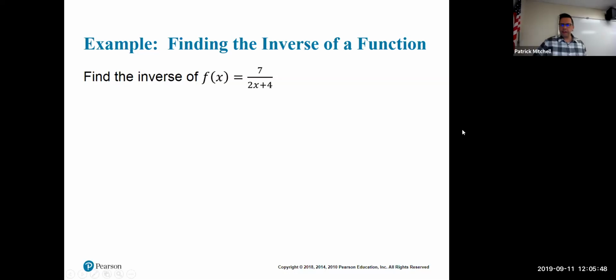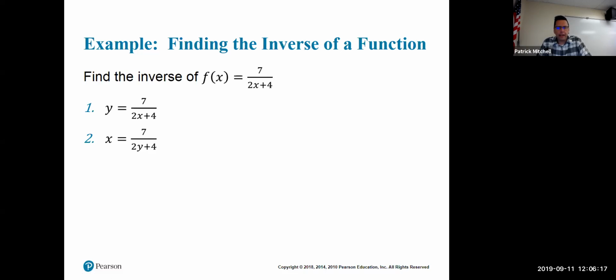All right, so the next example of finding the inverse of a function is f of x equals 7 over 2x plus 4. So I'm going to go through the same 4 steps that we just talked about. The first step is just write the function using y instead of f of x. I need to do that because the next step is to switch the x and the y, right? Okay. And now comes the fun part.